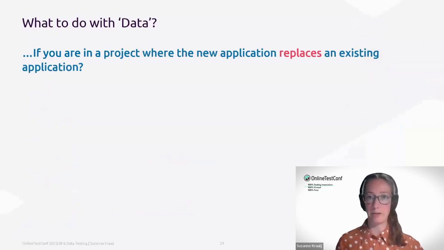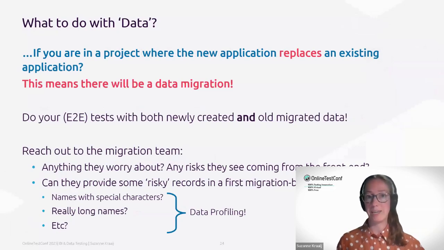Now, if you're in a project where you're testing an application that replaces an existing one, and this happens a lot, I've tested this a lot as well, that means there will be a data migration. Now, generally, that means there's going to be a data migration team. That team is separate from the functional testing team. But yeah, in my experience, that's a shame. Because whenever I talk to migration specialists, they tell me that the front-end GUI can definitely have an effect on how data is shown on the front-end side.